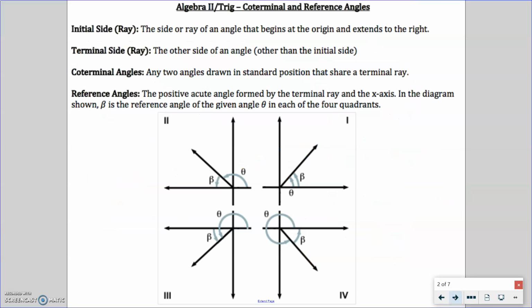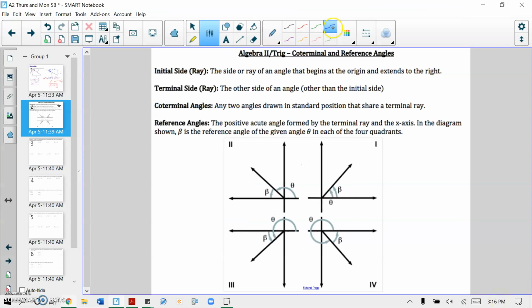All right, so this slide has a few different vocabulary words. The initial side is a ray, the side of an angle that begins at the origin and extends to the right. So this is your initial side, always and forever, starting at the origin and extending to the right. The terminal side is the other side of the angle other than the initial side. Like in this first case right here, there's your terminal side. Don't forget you can have, like in this one right here, your initial side is right here and your terminal is over here. So just keep in mind that that can change a little bit.